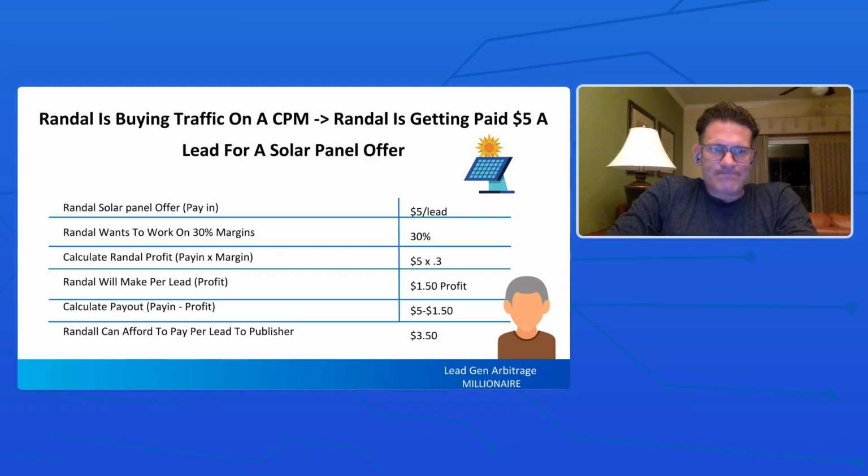So Randall, solar panel company, he's getting $5 per lead. The advertiser will pay $5 for every lead. He wants to work on 30% margins, so 30% of $5 is $1.50 profit. If we take the $5 and subtract the $1.50, then we can afford to pay a publisher $3.50 to get traffic. So we go out and look for publishers and say, hey, I want to run my solar panel offer, and I want to pay you $3.50 every time you generate a lead for me. We've been over that. We know that.